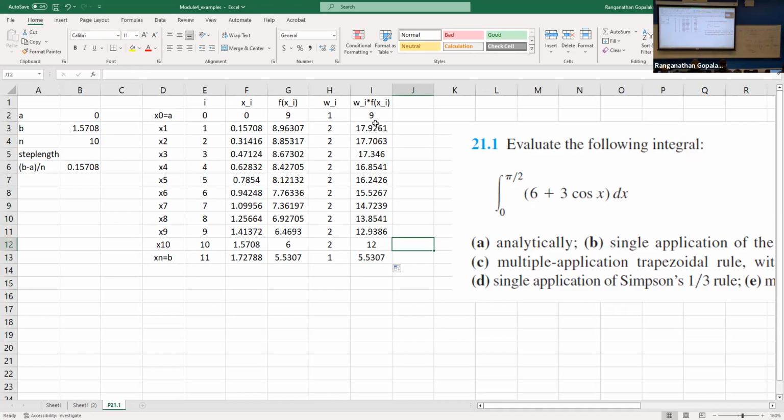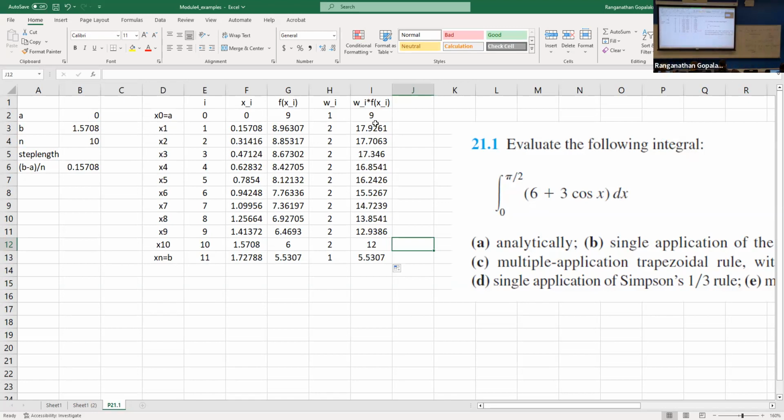I'm teaching you this trick because the next method we'll learn is called Simpson's rule, where the only thing that will change in the appearance of the formula is the weighting factors. You can use the same spreadsheet. You just have to update the weighting factors corresponding to Simpson's rule instead of the trapezoidal rule.